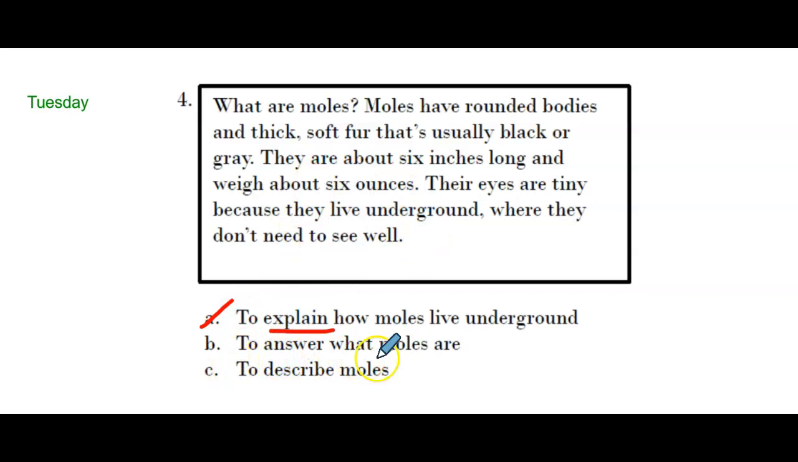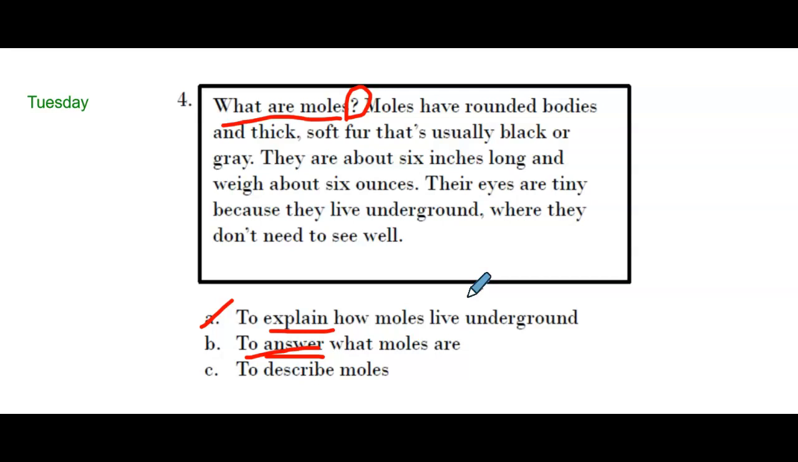Let's look at answer choice B, to answer what moles are. Well, remember, to answer means there's a question, and then after the question, there's an answer. So let's look at the beginning of this passage. Oh, look! What are moles? I see a question because it has a question mark at the end. And then the rest of the passage answers this question. So it looks like B is the best answer.